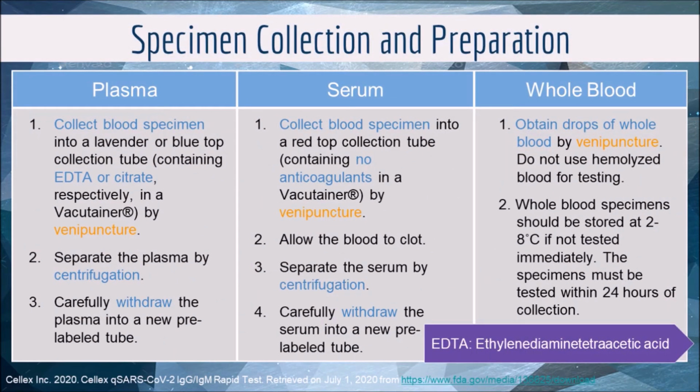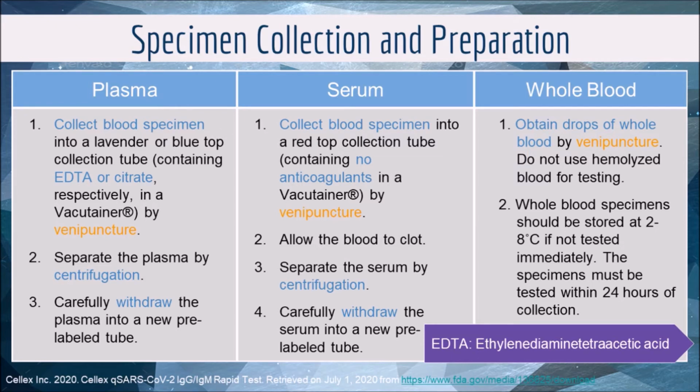And the first step will be the specimen collection and preparation step. The three types of specimen we use is the plasma, the serum, or the whole blood. And these three types of specimen will be collected by using venipuncture technique.